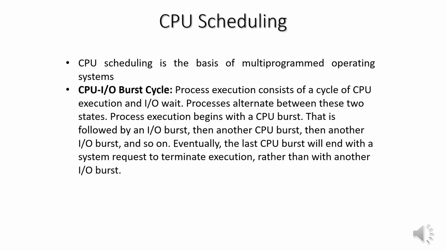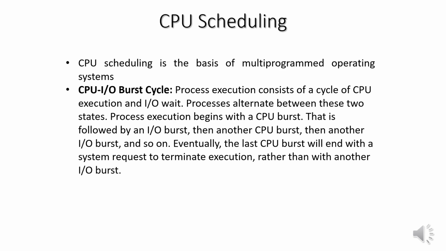In this video, we will see what is CPU scheduling. CPU scheduling is the basis of multi-programmed operating systems. The objective of multi-programming is always to have some process running in order to maximize CPU utilization. Scheduling is a fundamental operating system function. Almost all computer resources are scheduled before use.